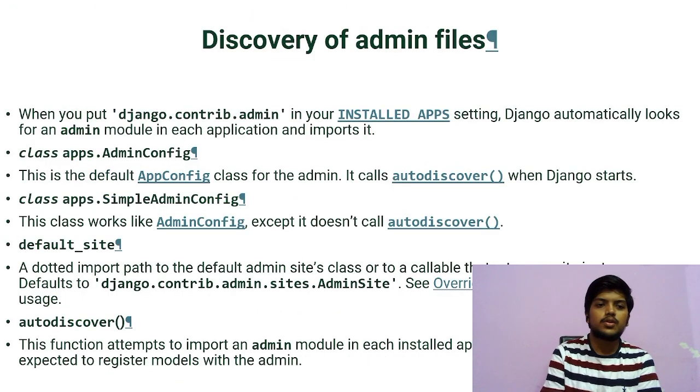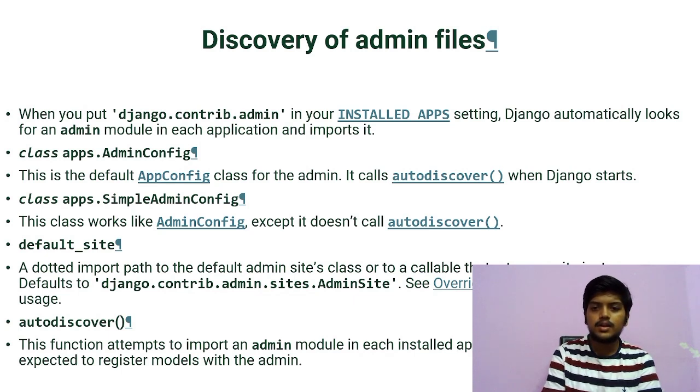Discovery of admin files. When you put django.contrib.admin in your INSTALLED_APPS setting, Django automatically looks for an admin module in each application and imports it. This is the default app configuration class for the admin. It calls autodiscover() when Django starts. class apps.SimpleAdminConfig. This class works like AdminConfig except it doesn't call autodiscover(). default_site: a dotted import path to the default admin site's class or to a callable that returns a site instance. Defaults to django.contrib.admin.sites.AdminSite.